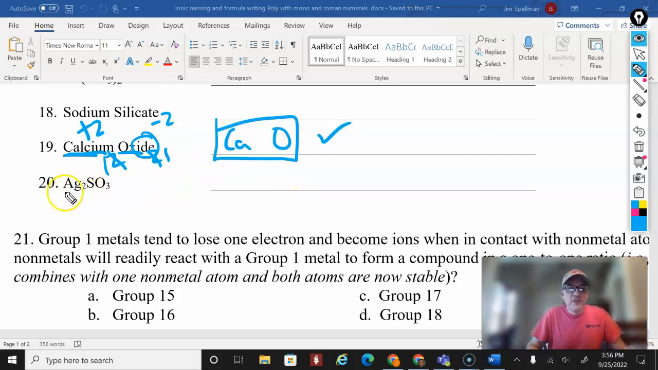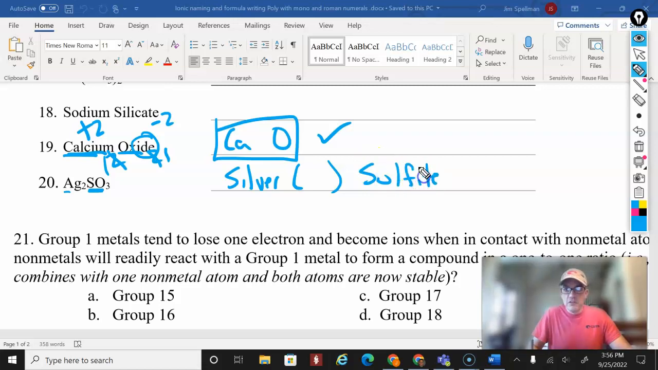And then finally, that's AgSO3. SO3 is our polyatomic. If you look on your chart, Ag is silver. Silver is a transition metal, which means I need parentheses. SO3 is sulfite, which is all that I need to do with it. But I need to figure out what to put in the parentheses, which means I need to figure out what is silver's oxidation number. If I reverse crisscross, let me clear some of this up.